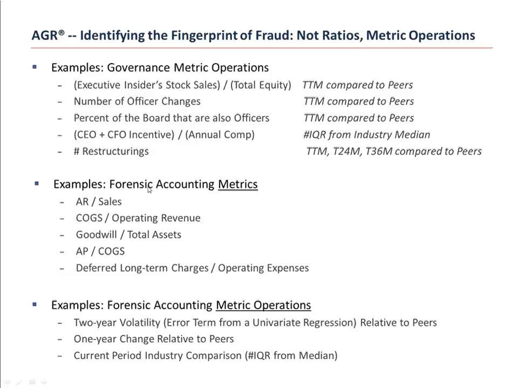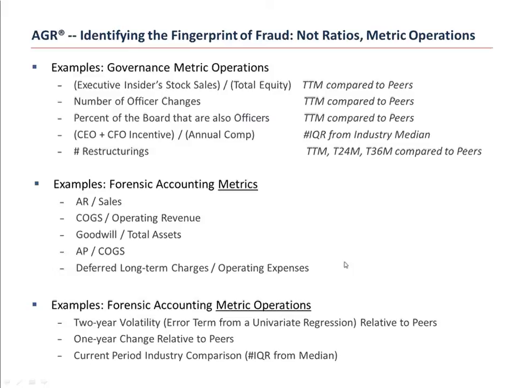Examples of forensic accounting metric operations would be accounts receivable over sales, but we would look at the 2-year volatility using the error term from univariate regression, then compare that number relative to its peers. Or we would look at the 1-year change in that metric and compare that relative to peers. Or we would look at the current period industry comparison and the number of interquartile ranges, that is, from the median. Here are some examples of some other forensic accounting metrics.